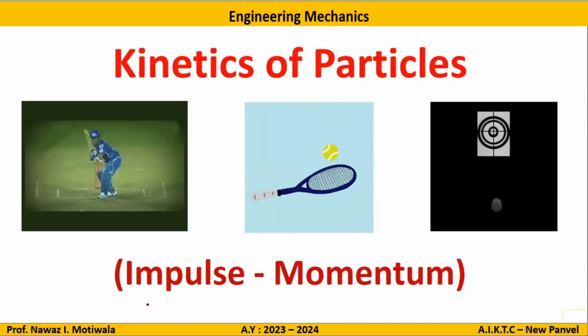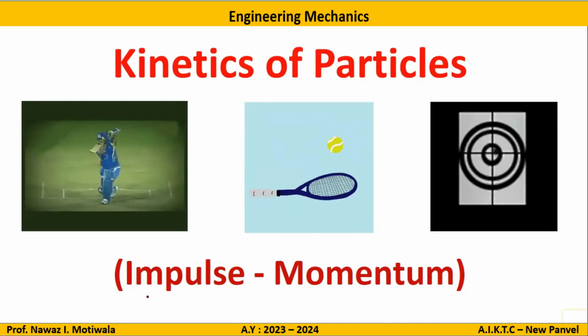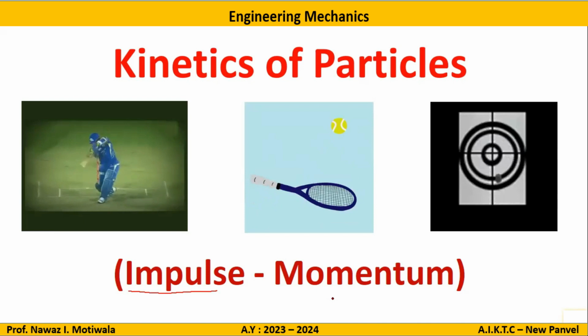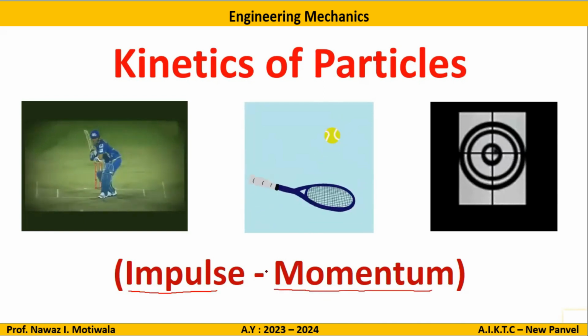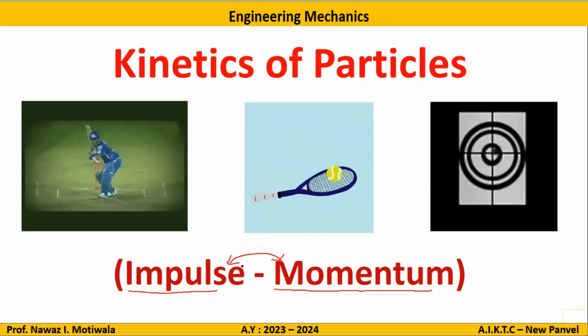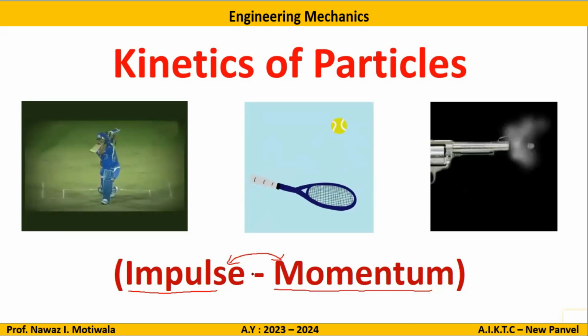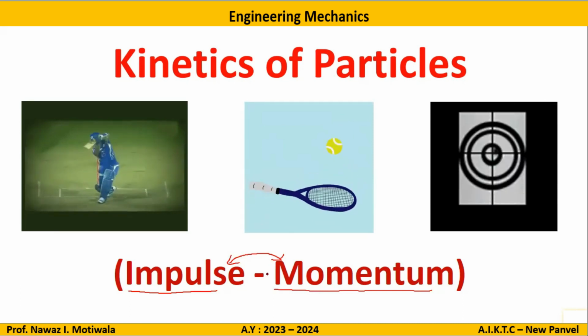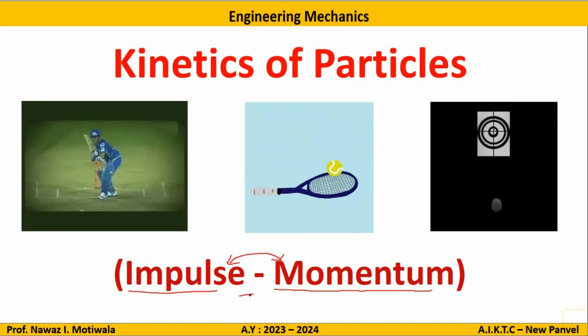Welcome students. In the previous class we have seen what we mean by impulse, what we mean by momentum, and the relation between impulse and momentum. Also, we have solved some examples based on the impulse-momentum principle. Now let us carry forward our discussion to another topic in this chapter, that is known as impact.